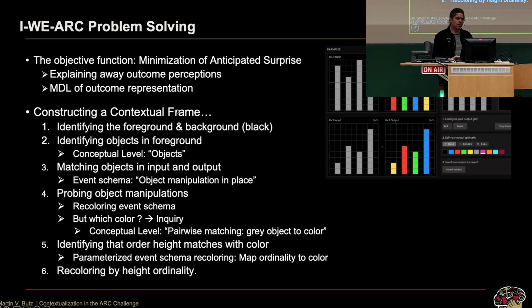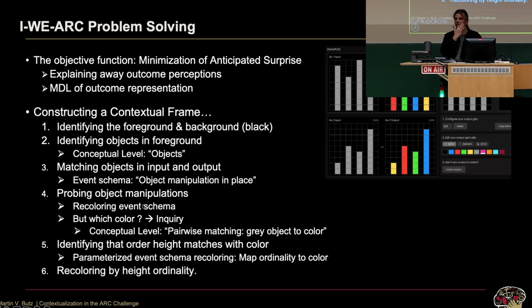But if I now construct a contextual frame to minimize this objective function, I first might identify foreground and background. It's relatively easy here: it's just black background and colored foreground objects. They are gray in the input and they are colored in the output. So I realize I can think on the object level, particularly because these objects seem to match in the input and output. Their outlines stay the same, their shapes stay the same, so they match one-to-one from input to output. But if I now probe object manipulations, I see, well, I need recoloring.